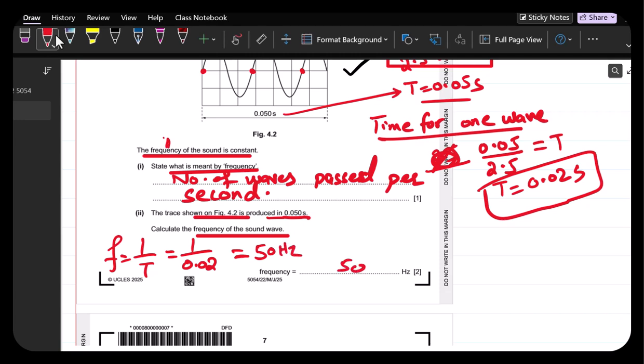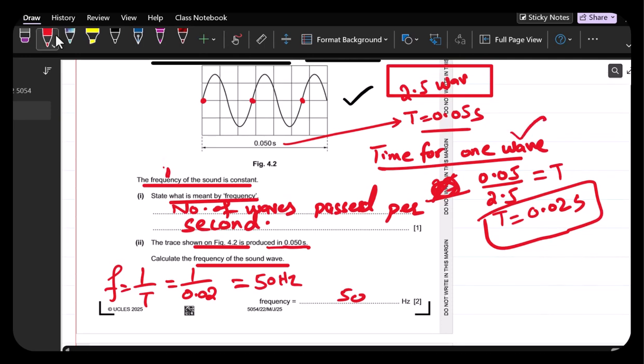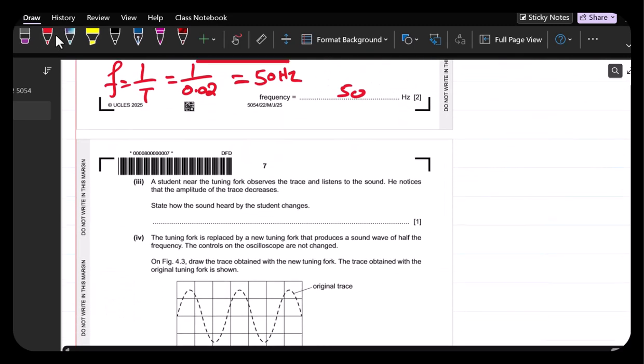So moving forward, actually I have already done this. It is good practice to make a clear picture of what is going on here. मैंने ये पहले ही एक पिक्चर बना ली थी कि एक वेव को कितना टाइम लग रहा है. So moving forward, we have part 3 here.